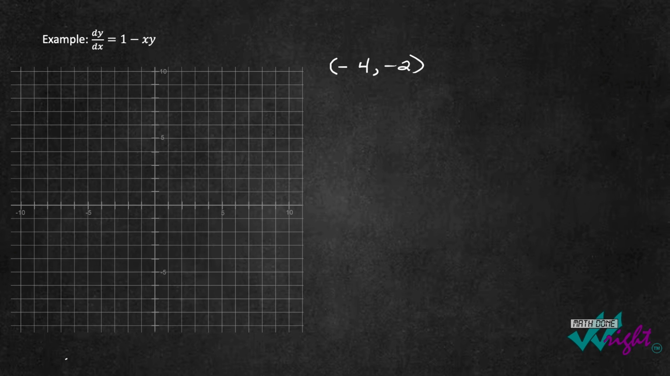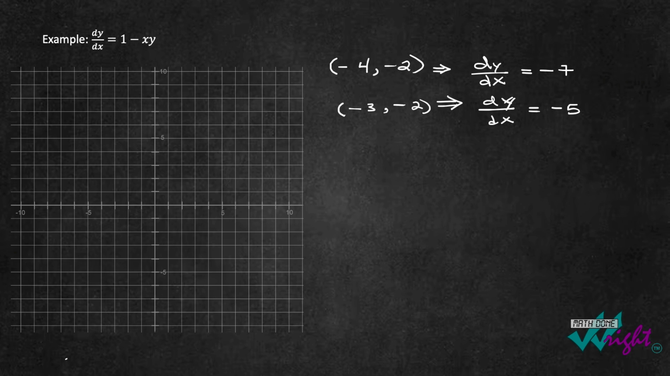I substitute that into my differential equation. That gives me dy dx equals -7. And I'm going to choose another point, -3, comma, -2. I'm going to also substitute that into my differential equation, and the differential equation again is dy dx equals 1 minus xy. And I get -5.